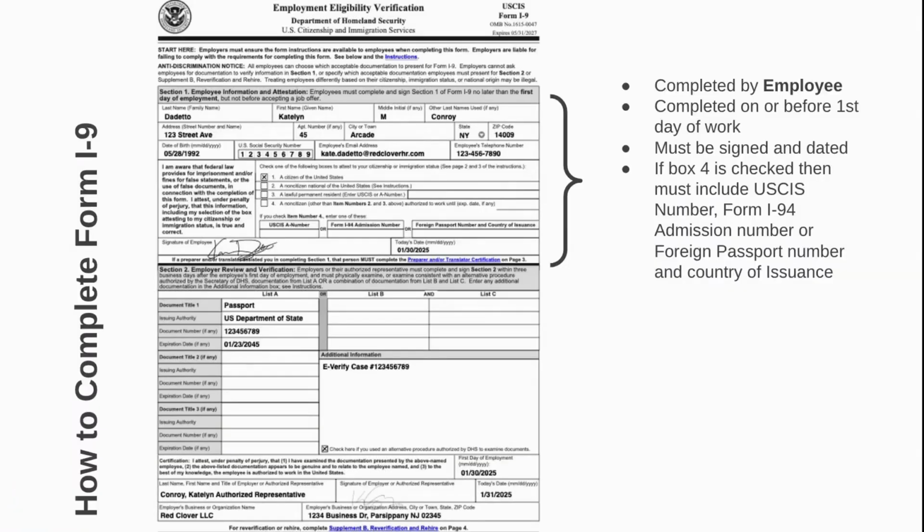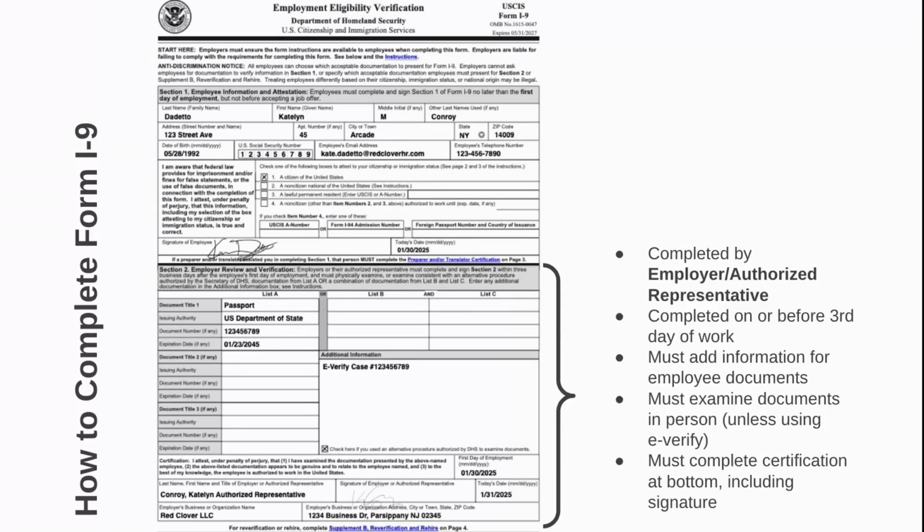Looking at the form itself and how we complete it, Section 1 of Form I-9 must be completed by the employee. It needs to be completed on or before the first day of work. It must be signed and dated by the employee. If box 4 is checked, then you must also include the USCIS number, Form I-94 admission number, or the foreign passport number and country of issuance.